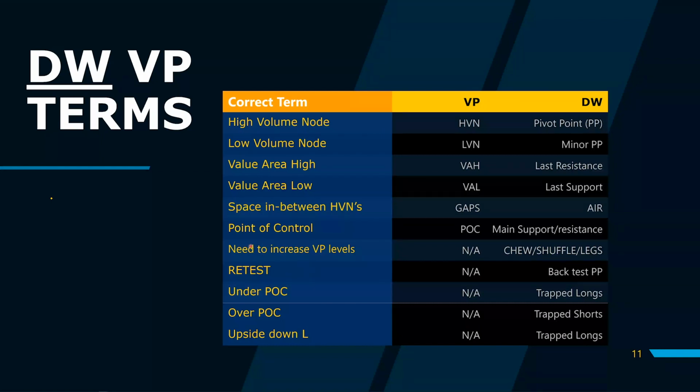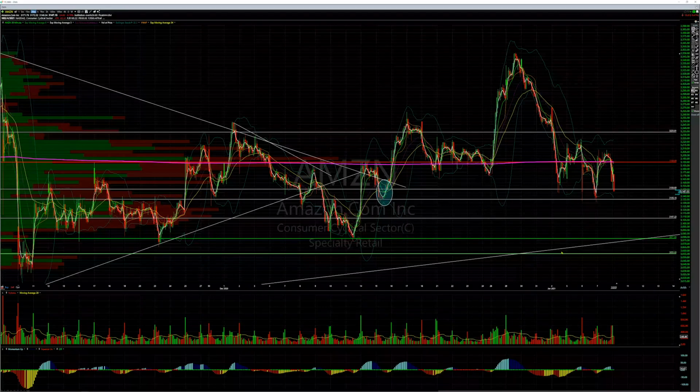Now we get to other terms that I use. I'll say, hey, need to increase VP levels. What that means is just to chew, shuffle, and get legs, right? You'll hear me say that, right? This thing needs to chew a little bit. This thing needs to shuffle. It needs to get some legs. So again, another example would be AMD.